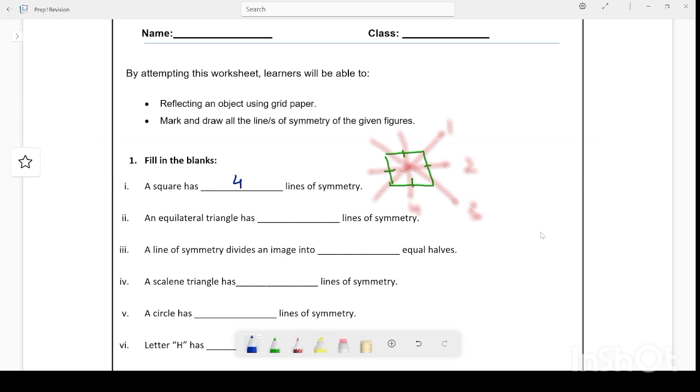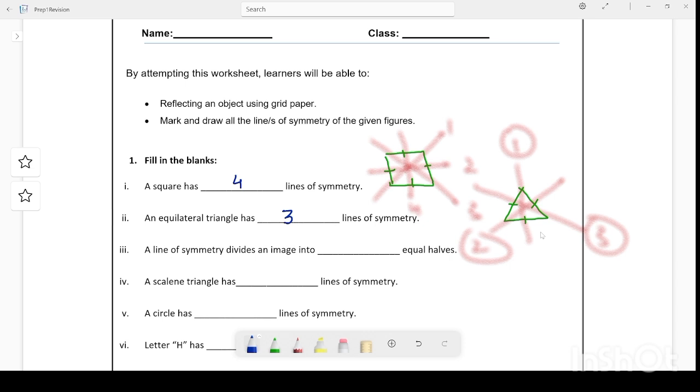Now look at the second one. It says that an equilateral triangle has dashed lines of symmetry. What is an equilateral triangle? An equilateral triangle is a triangle which has all sides equal. So if it has all sides equal, it means we have one line of symmetry here, a second line of symmetry here, and then there is a third line of symmetry here. So the equilateral triangle has three lines of symmetry.